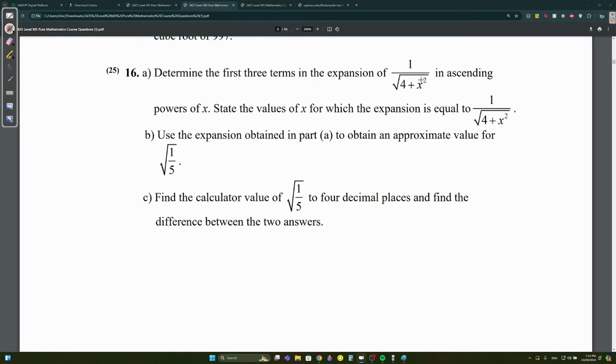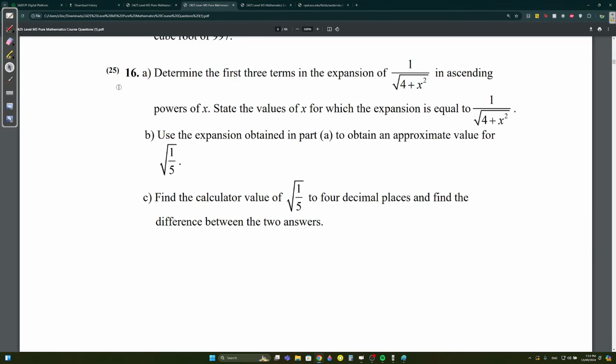1 over radical 4 plus x squared in ascending powers of x, state the values of x for which the expansion is valid, and determine the first three terms. Okay, they mean state the values, they're asking for the condition, remember, absolute value of x less than 1, you have to do that. Okay, let's solve the first part of the question first.